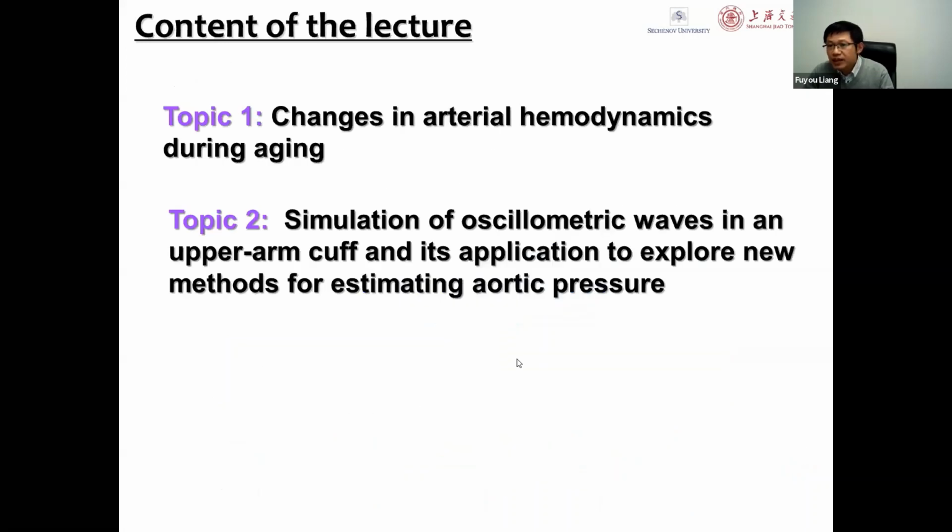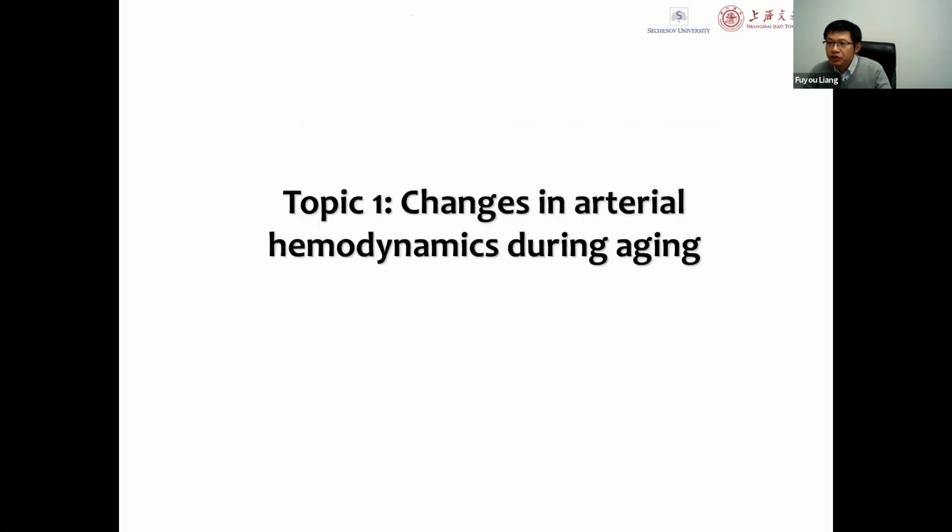So in this lecture, I would like to introduce two topics. The first one is we use computational models to address the changes in arterial hemodynamics during aging. And in the second topic, I will introduce the simulation of oscillometric waves in an upper arm cuff and its application to explore new methods for estimating aortic pressure. So here we come to the first topic.